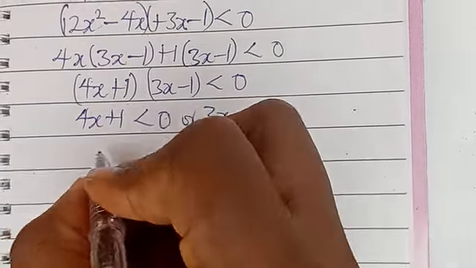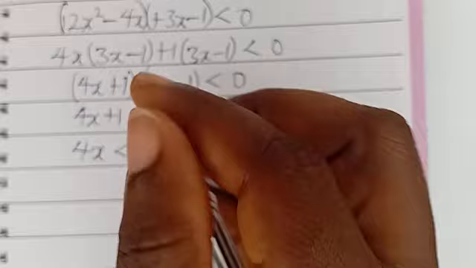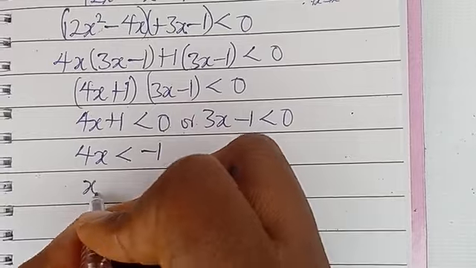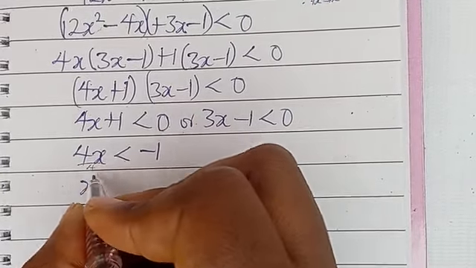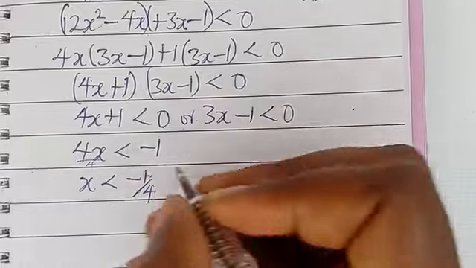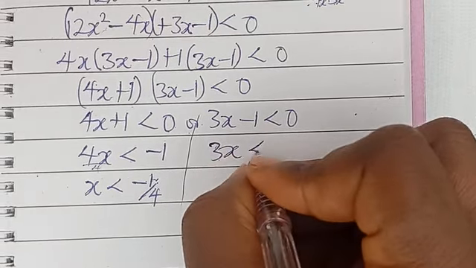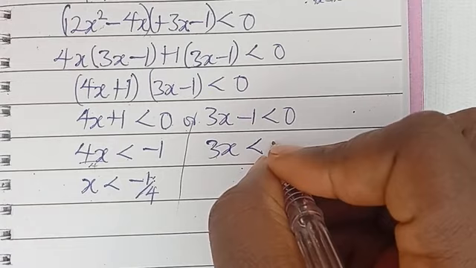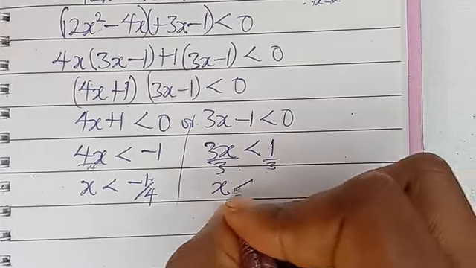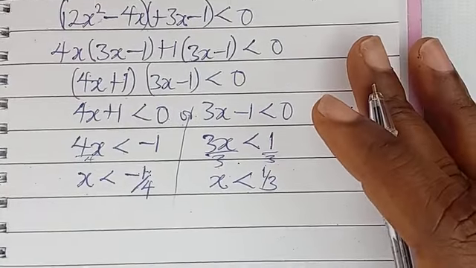We keep solving. We have that 4x less than, plus 1 goes over to be a minus 1, and then we have x. We divide both sides by 4, right? Over 4 over 4, x less than minus 1 over 4. On this other side, we have 3x less than, minus 1 goes over to be a plus 1. We divide both sides by 3. We have that x less than 1 over 3. Okay, so these are the solutions to the inequality.